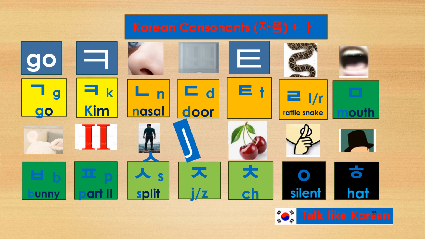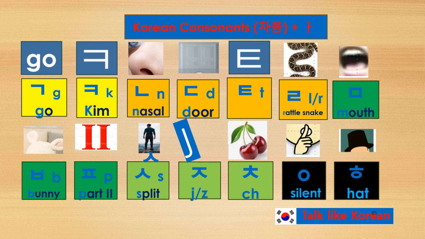And this one, do you remember? Nasal sound, nose, okay? So it looks like a nose. So na sound. And the ta, okay? Looks like a door. So D for door, ta. And the ta, in the middle, more, so stronger, ta. And the la, little snake, but it's more like an L sound. And the ma, mouse.